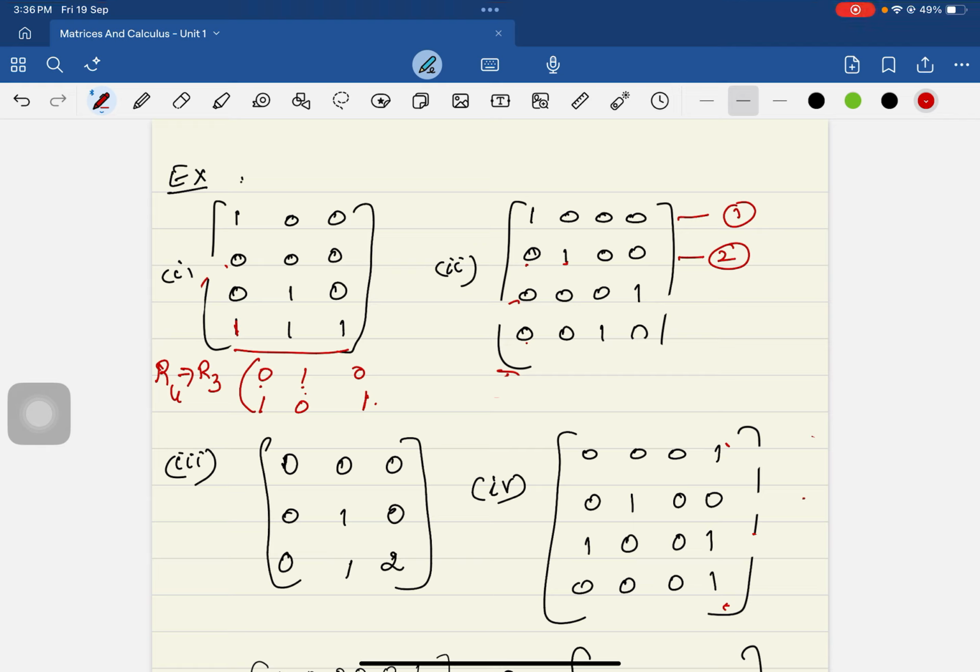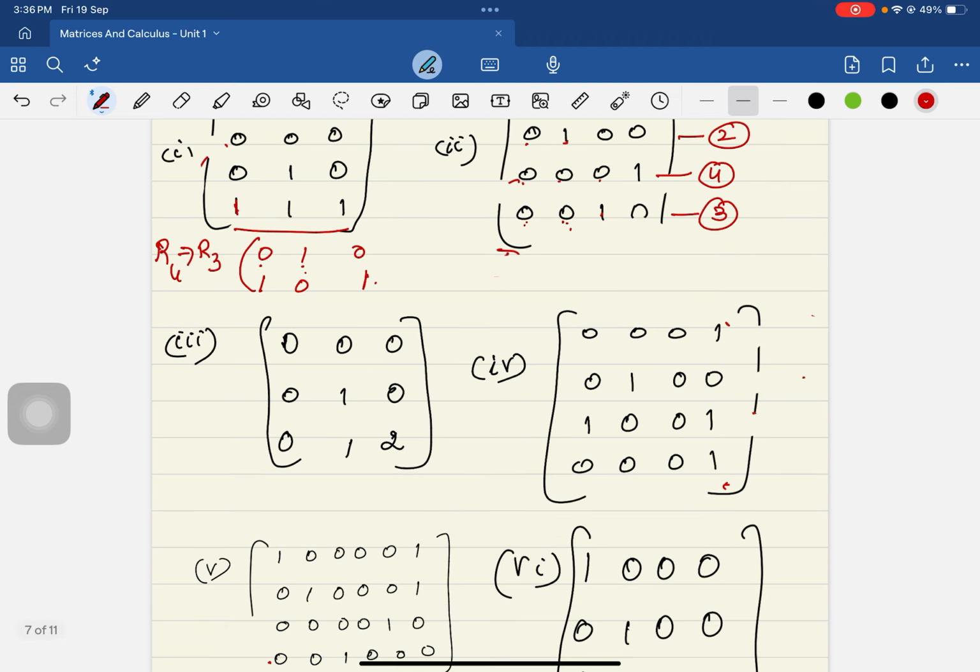Second condition is the number of zeros before a non-zero element must be less than the number of such zeros in the next row. So what should happen? This is your fourth row and this is your third row. Then only we say that it is in the reduced echelon form. Now coming to this one. Here this is the zero row, and this is a non-zero row, and this is also a non-zero row.